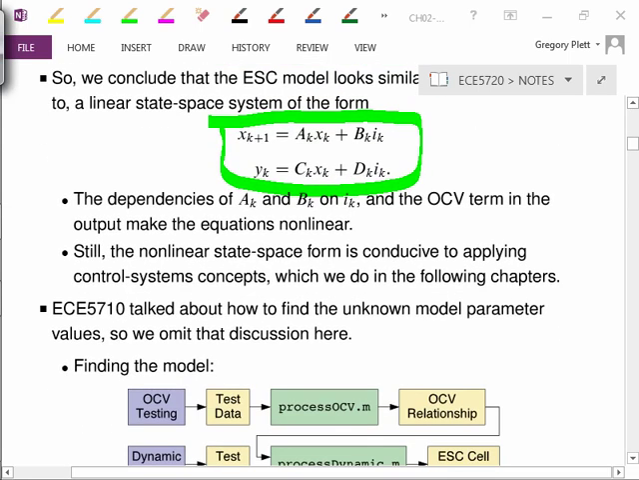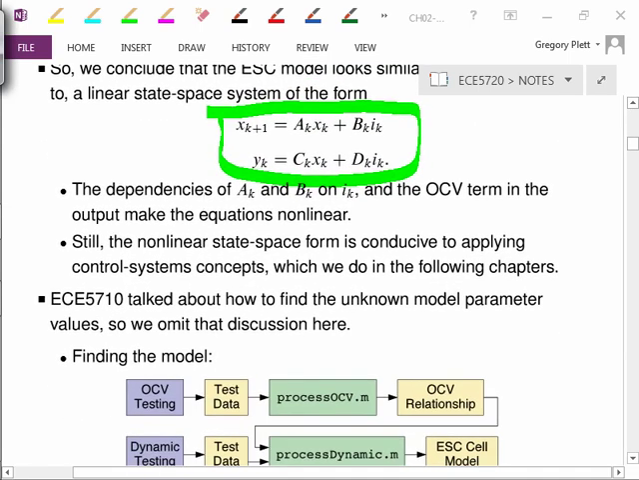So the dependencies of A and B on I and the open circuit voltage term in the output make the equations that we're actually working with nonlinear as opposed to linear, but the nonlinear state space form is conducive to applying control systems concepts, and that's what we do a lot of in this course. Now, we teach the concepts too. Don't get worried up front. We're going to teach these concepts, but know that we're not making this up just for batteries.